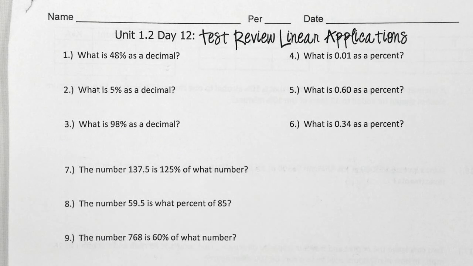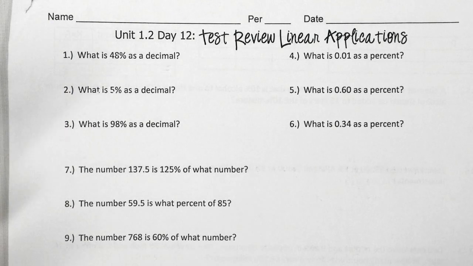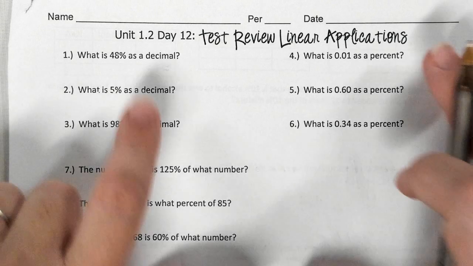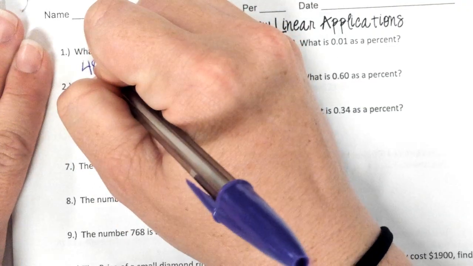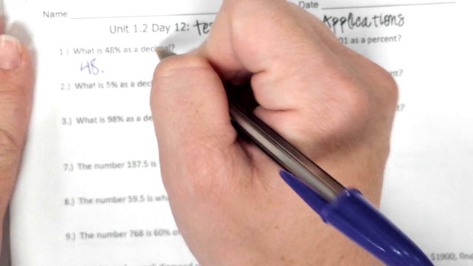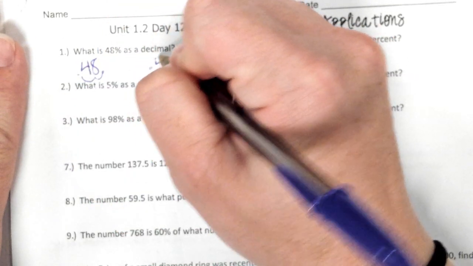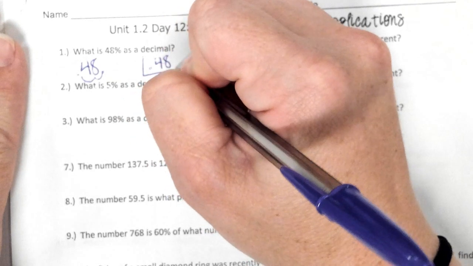Okay, so test review for Unit 1.2. There literally are questions like the first couple, not 6 of them, but there are questions like this. So what is 48% as a decimal? Well, remember 48, if it's a whole number, your decimal's at the end. Percent to decimal means you're going to move the decimal twice to the left, and it becomes 0.48 as a decimal.